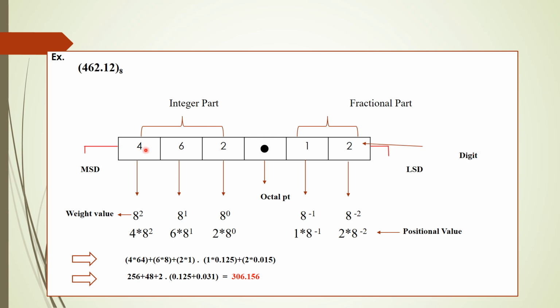The product of the individual digit and the weight value is our positional value. And the sum of all positional values is our number. So see, 4 into 8 raised to 2 plus 6 into 8 raised to 1 plus 2 into 8 raised to 0. Dot, that means octal point, 1 into 8 raised to minus 1 plus 2 into 8 raised to minus 2. And this is our octal number.